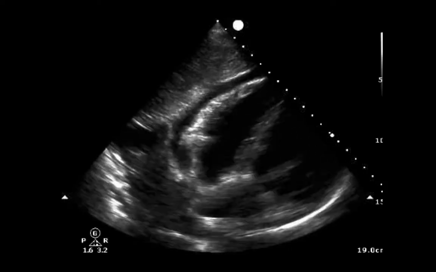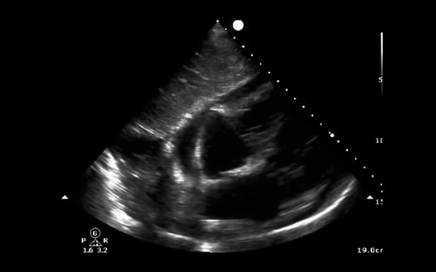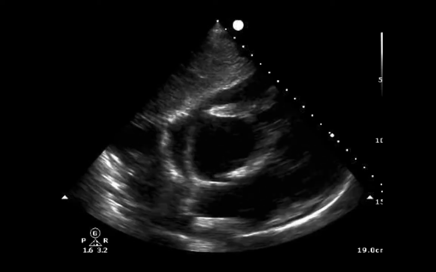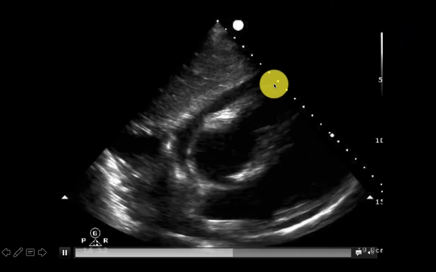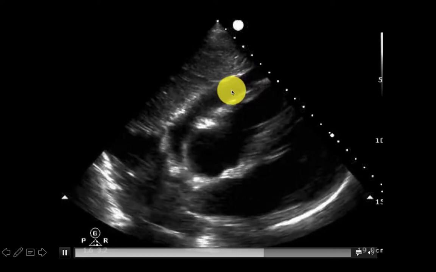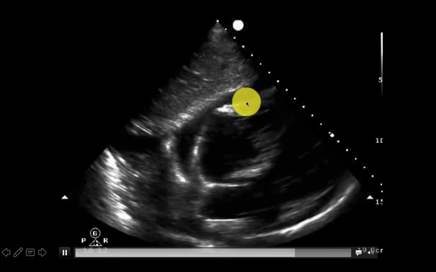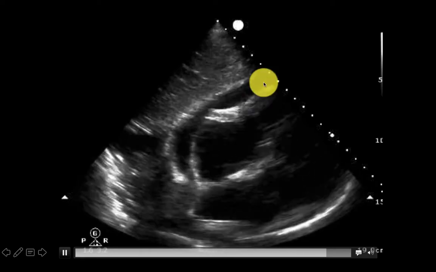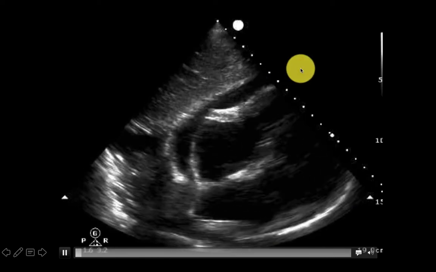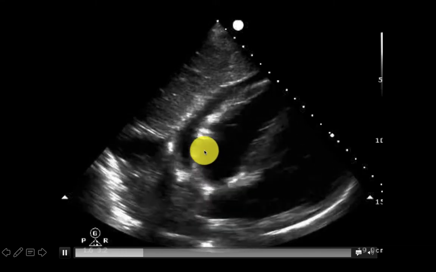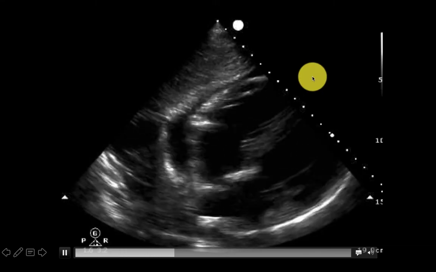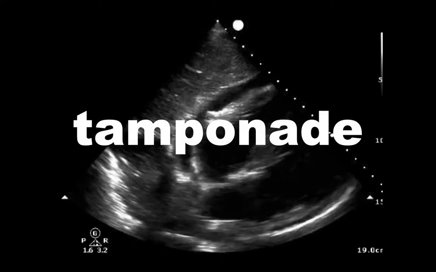Here is a subxiphoid view. Do you see any evidence of tamponade? Yeah, this is a heart that I would be worried about. You're seeing this anechoic collection anterior to the right ventricular wall, and not only are you seeing this right ventricle do this weird bouncing movement, that trampoline movement that we saw earlier, but you're also seeing the wall of the right atrium here start to collapse in as well with every beat. That is a heart that I would be concerned about for tamponade.